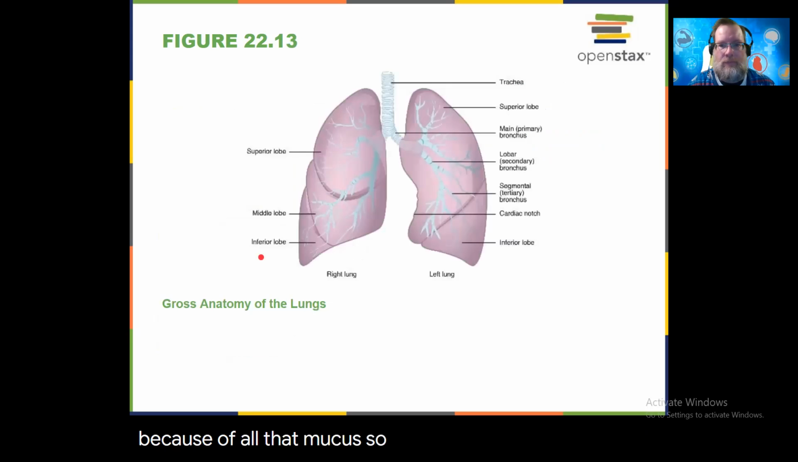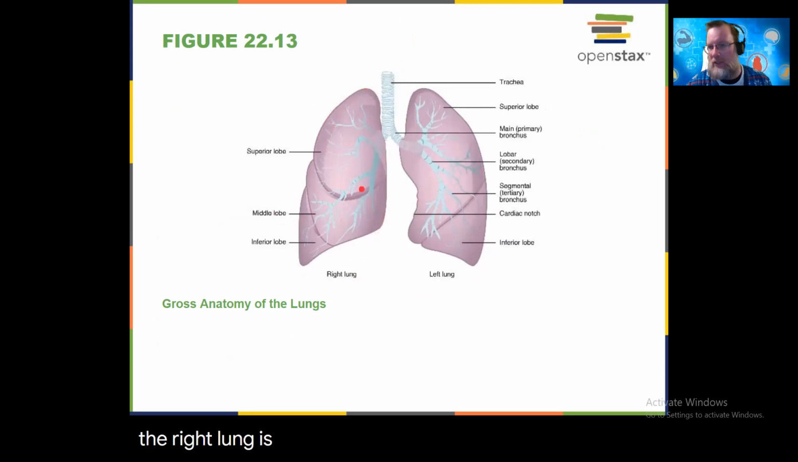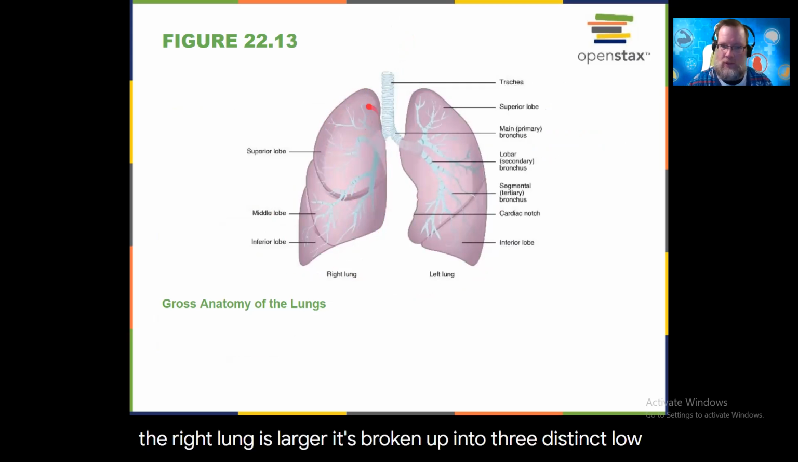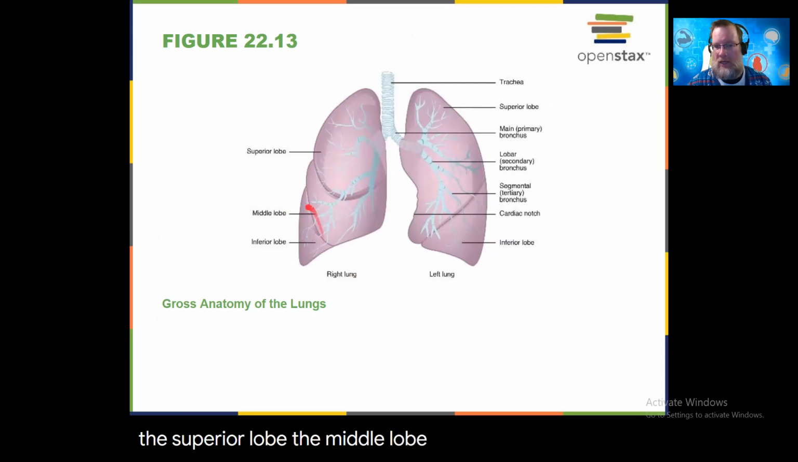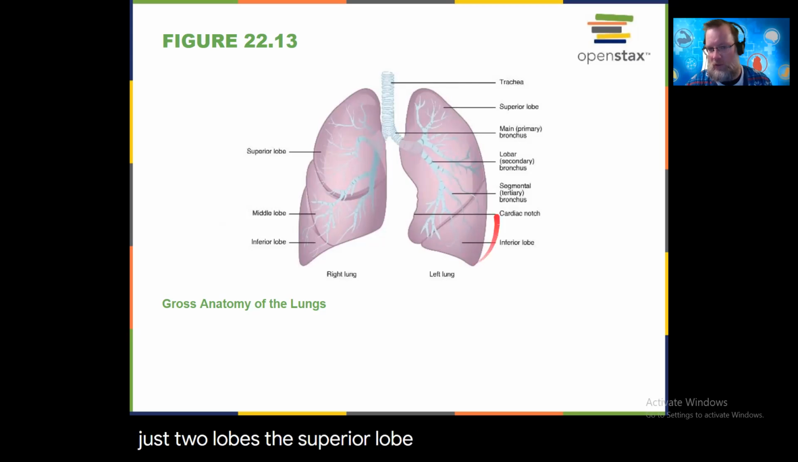So anyway, we look at some of the more superficial aspects of the lungs themselves. We made it through the respiratory tract, right? We went through the trachea, the bronchi, then the bronchioles, and finally the alveoli. So let's just look at the lungs themselves. We see again the right lung is larger. It's broken up into three distinct lobes: the superior lobe, the middle lobe, and the inferior lobe. The left lung, again slightly smaller, has just two lobes, the superior lobe and the inferior lobe. We call this little groove the cardiac notch.